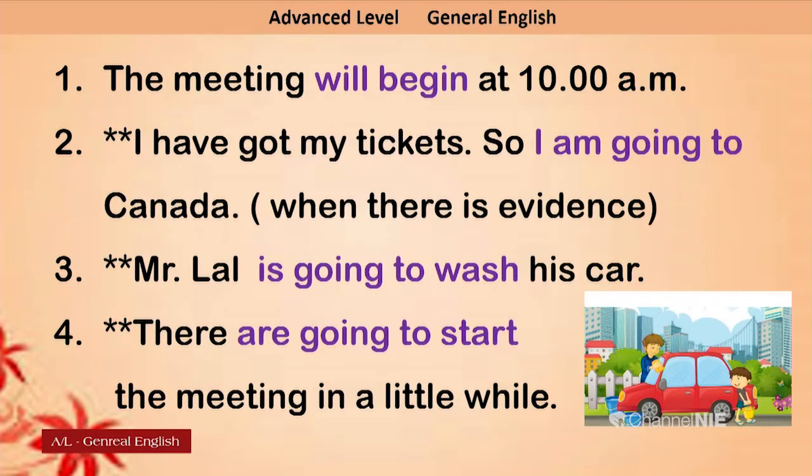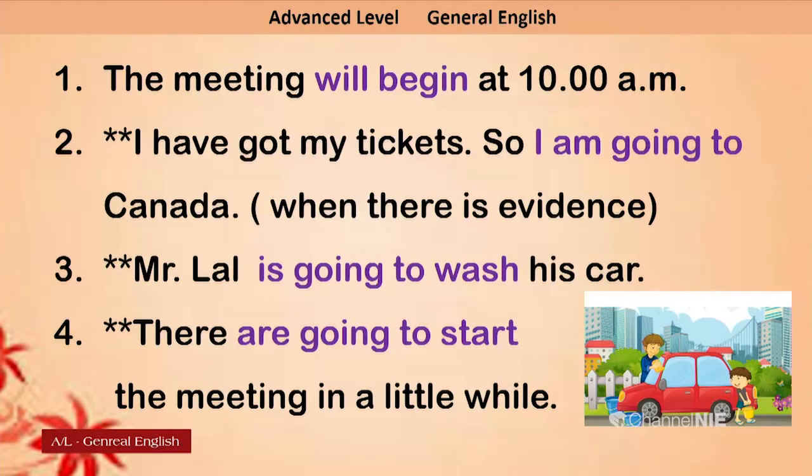Then we are not going to say I will go to Canada. Instead of will, to indicate that future idea, we are going to use I am going to Canada, the going to form. Look at the next example. Mr. Lal is going to wash his car. You can look at the picture as well.